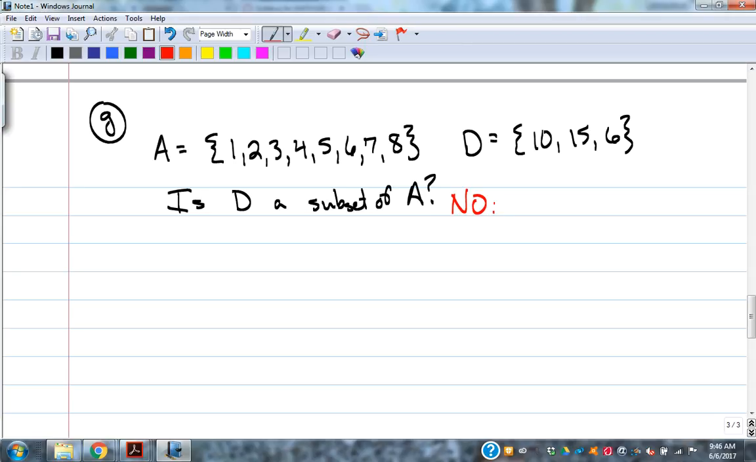The notation that you could use for that would be D. You would write it like a subset symbol and then just put a slash through it. D is not a subset of A. That's what that says.